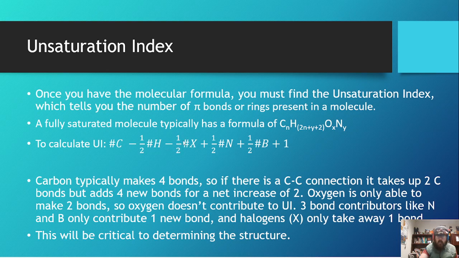Halogens, as I said, take away one bond as well. They count the same as hydrogens. And while we won't typically see boron, boron counts as a nitrogen because it can make 3 bonds. But generally speaking, once you have the chemical formula, this will help determine how many rings and how many double bonds we'll have present. That should be able to match things up and help us simplify things. Could we have a carbonyl? I don't know. We'll see. We better have an unsaturation index of at least 1. Is there a triple bond? Well, we better have an unsaturation index of at least 2.